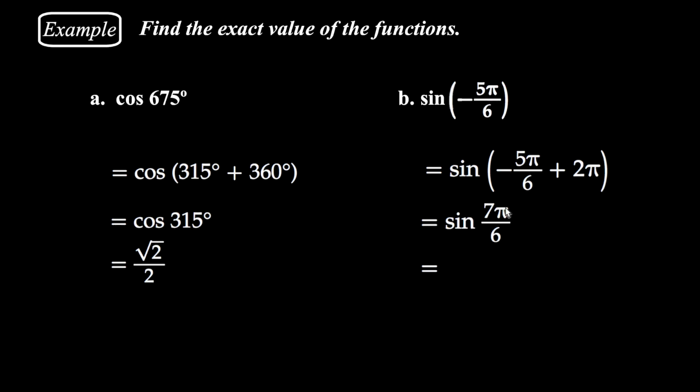So now what quadrant is this in? 6 pi over 6 is 180 degrees. So this is going to put us down a little bit further into quadrant 3. And the sine of 30 degrees is 1/2, but it's negative in quadrant 3.